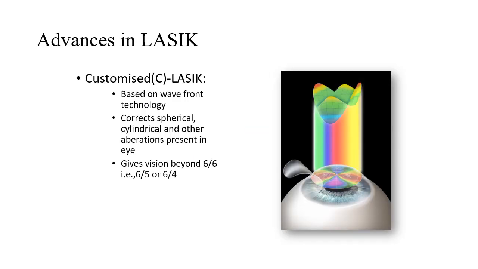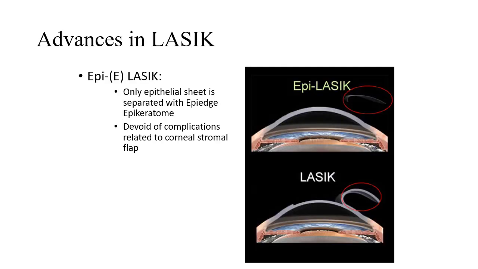This is the way. A flap of cornea has been raised, and the excimer laser beam is applied into the center of the cornea. The stroma is flattened. There is another variety that is called customized LASIK, that is based on wavefront technology. It corrects spherical, cylindrical and other aberrations. Then there is Epi-LASIK, that is an advance in LASIK. Only the epithelial sheet is separated with an epikeratome. They are devoid of complications related to the corneal stromal flap.